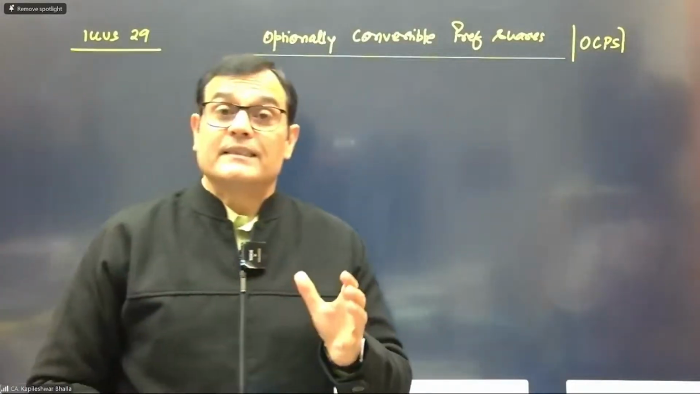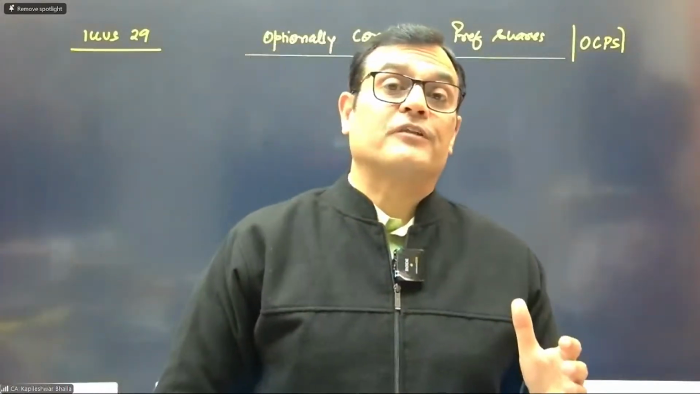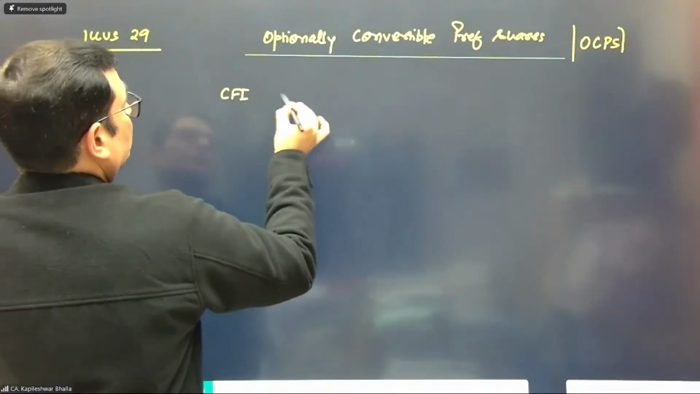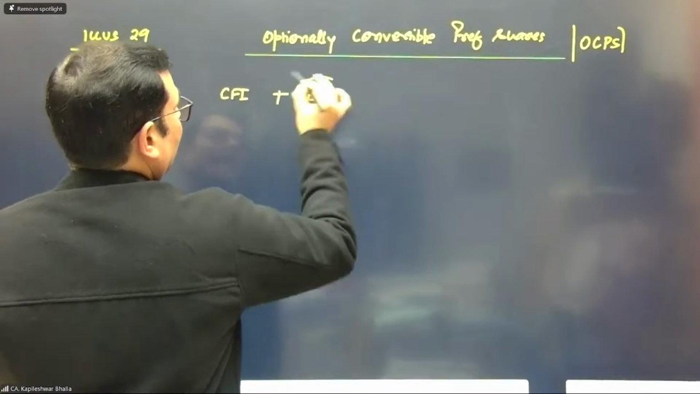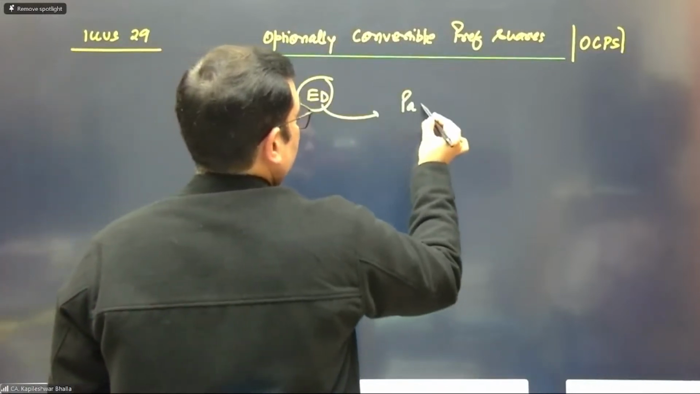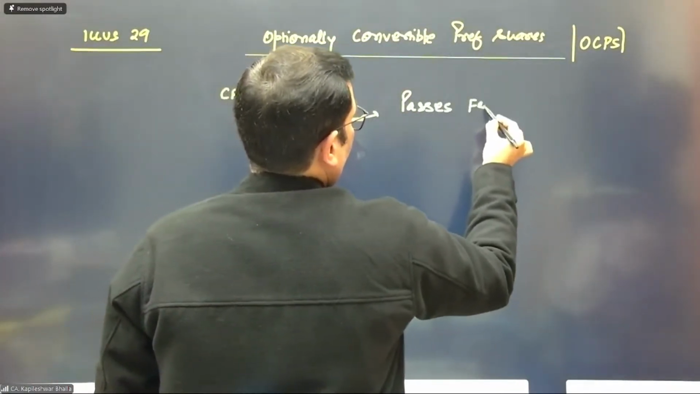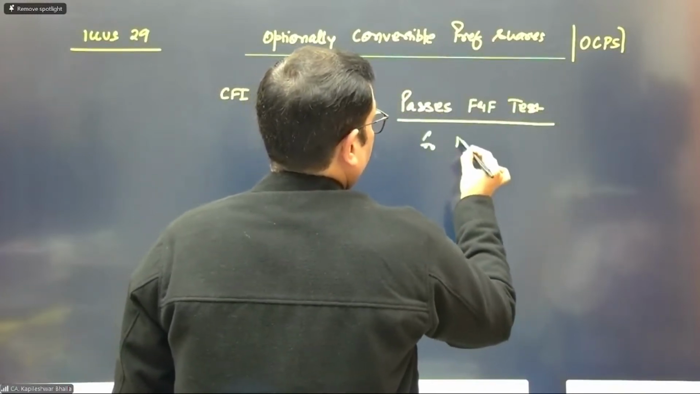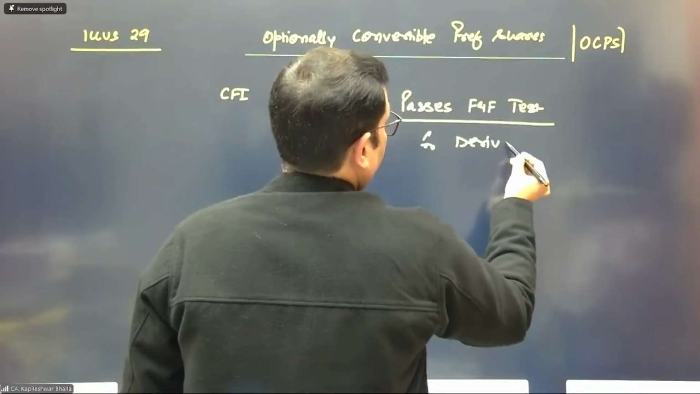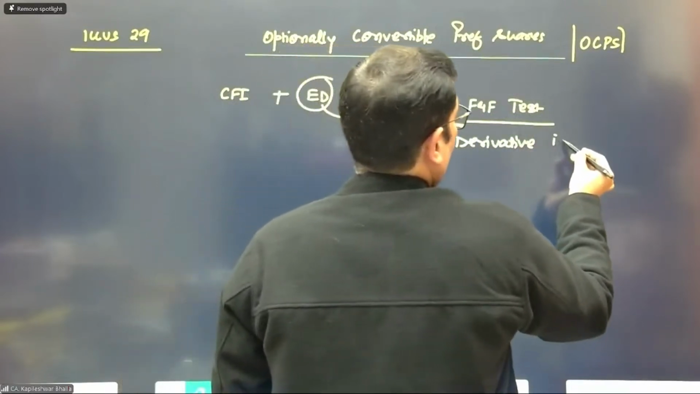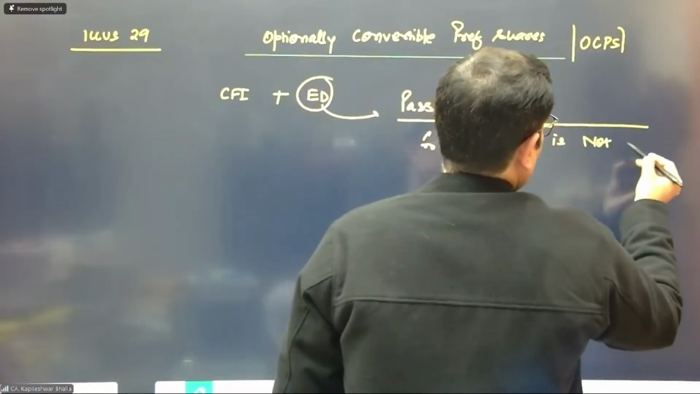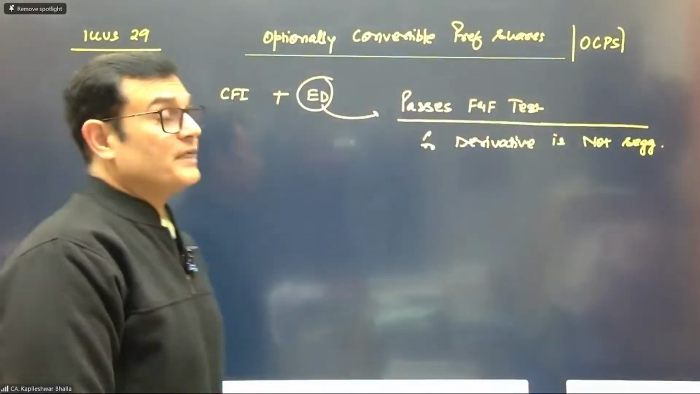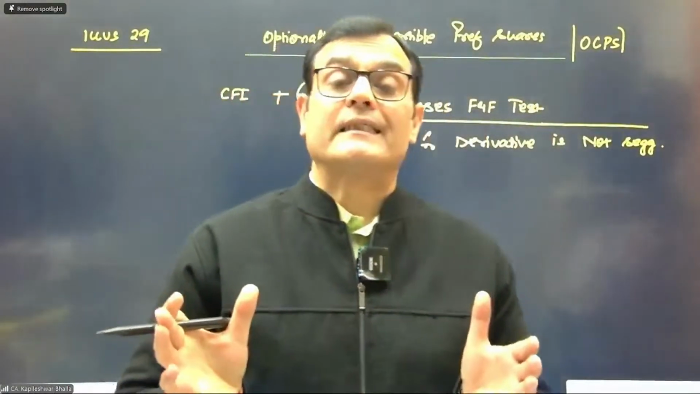So I would say, yes, there is a derivative embedded, but it passes the fixed for fixed test. So we can say it is a compound financial instrument with an embedded derivative, and this embedded derivative passes the fixed for fixed test. Therefore, the derivative is not to be segregated. So tell the examiner clearly in terms of your understanding that since the embedded derivative passes the fixed for fixed test, we will not segregate the derivative.